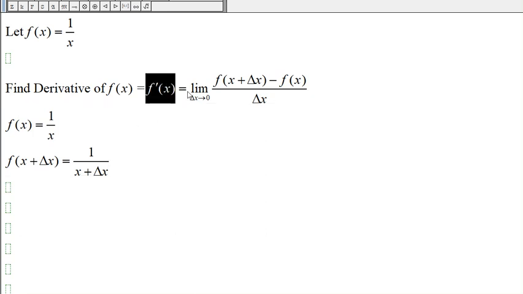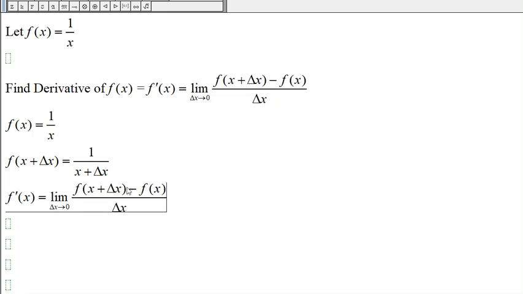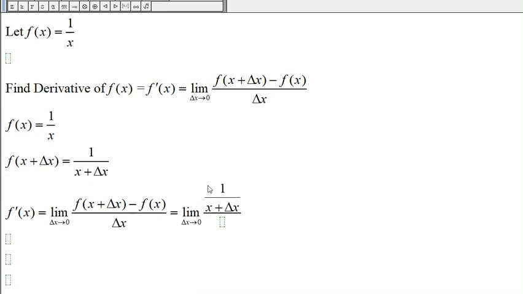And so the derivative of f of x, f of x plus delta x is 1 dividing by x plus delta x, and then minus 1 over x, and then dividing by delta x.